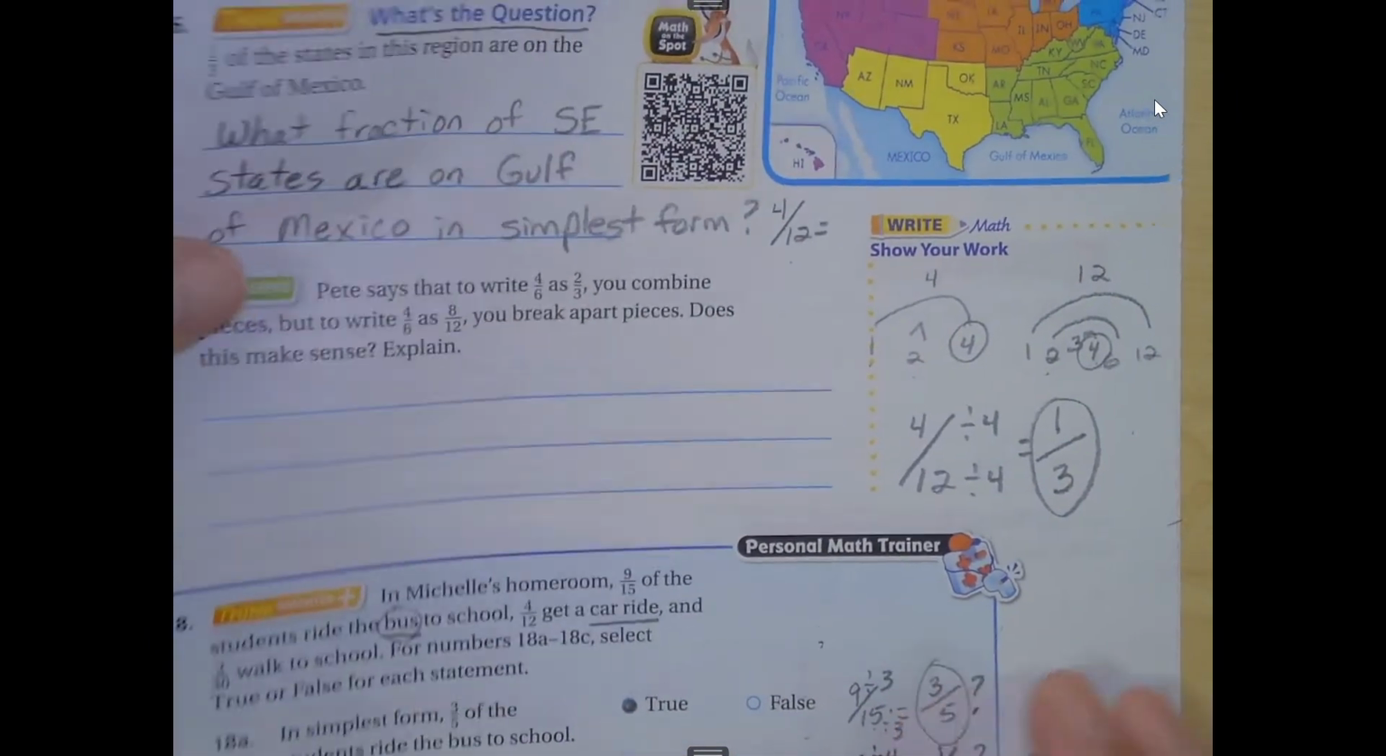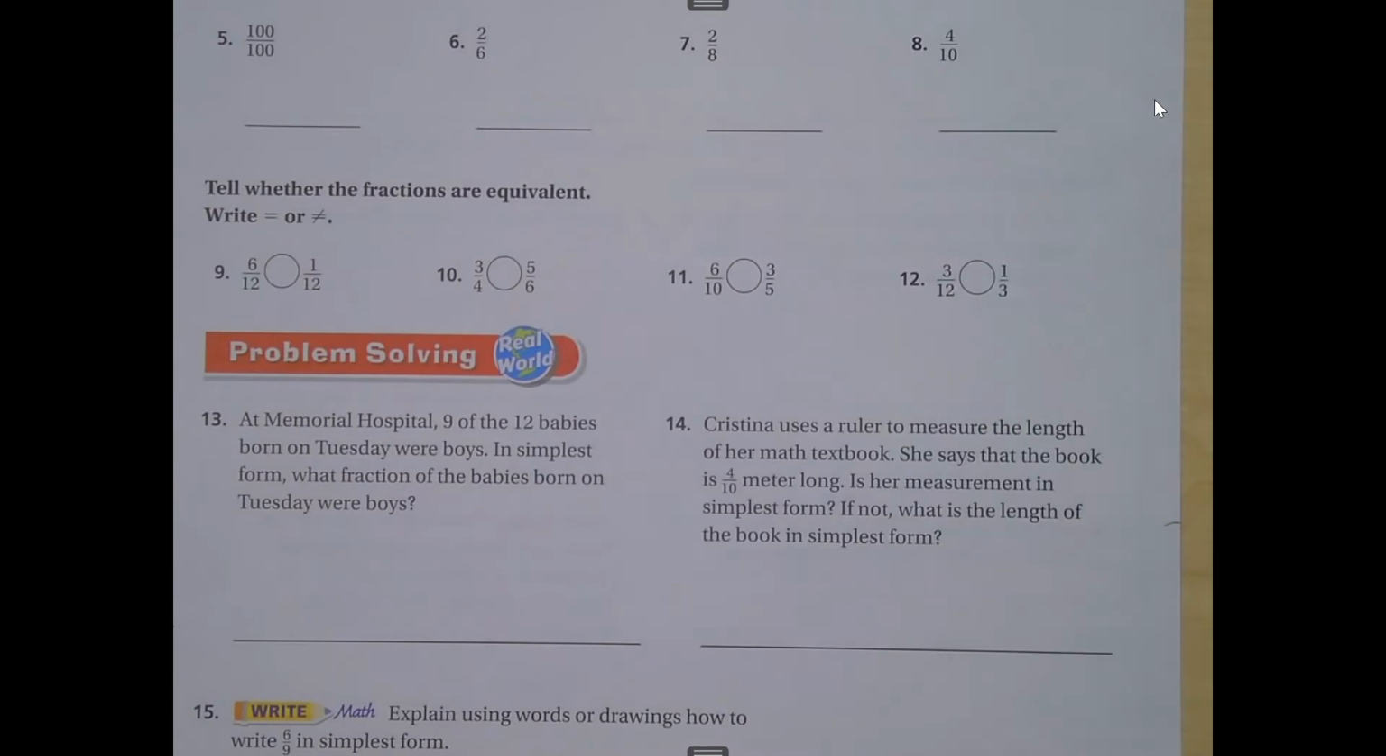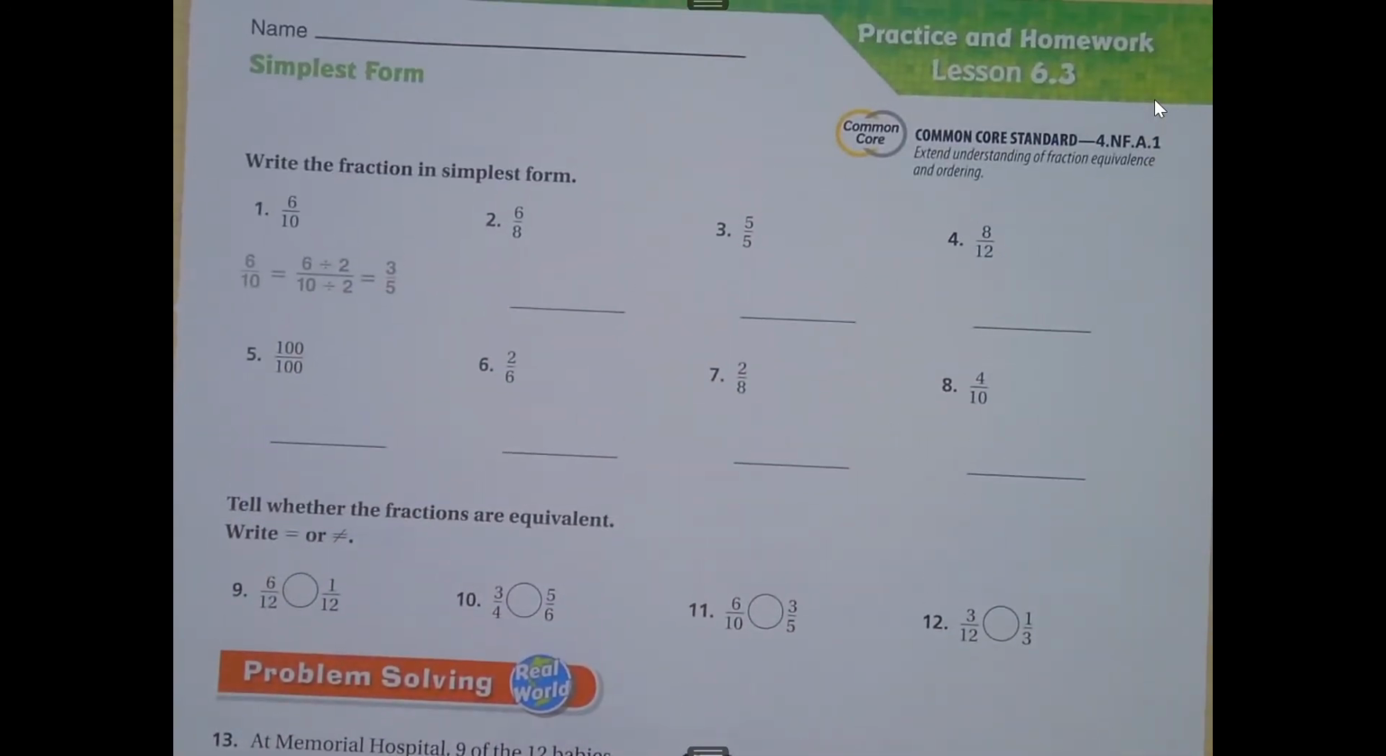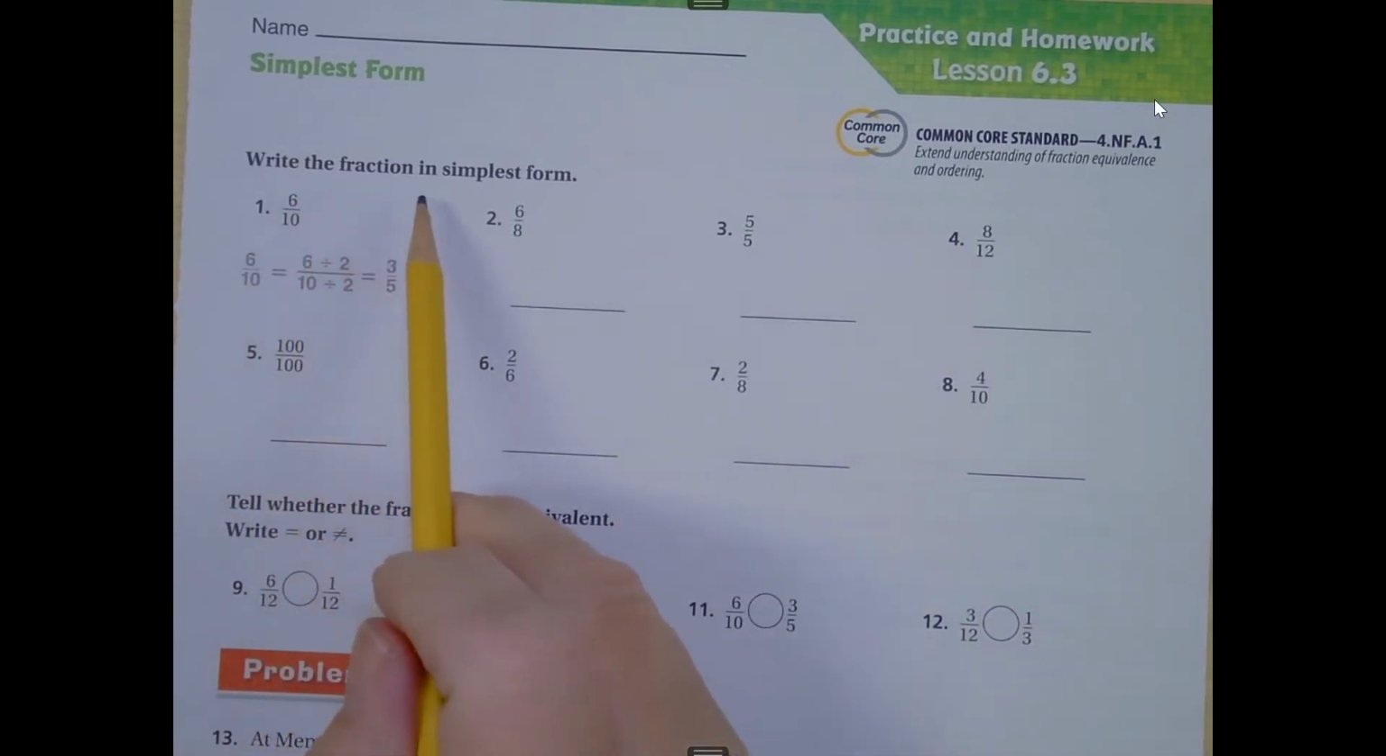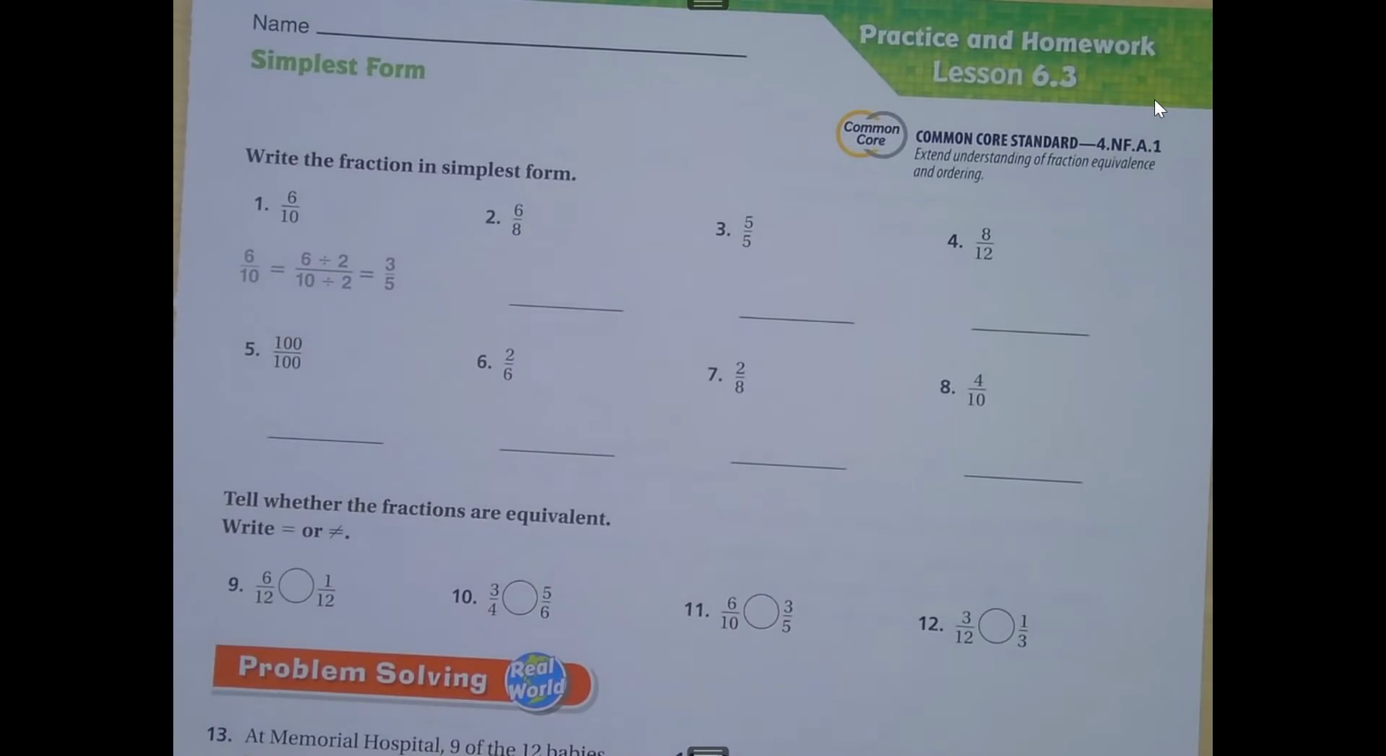Okay. Now let's go to page 343. I'm going to suggest you try this page on your own and then come back and check your answers with me. So pause your video. Go ahead and try 1 through 8. Unpause it, see if you did it right. It says to write the fraction in simplest form. That's how low can you go?